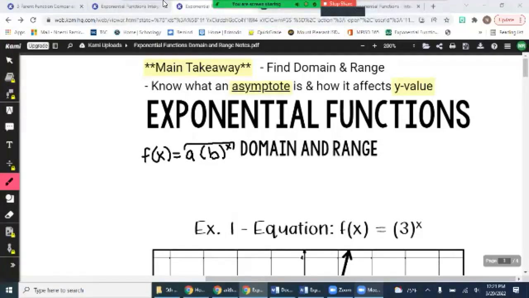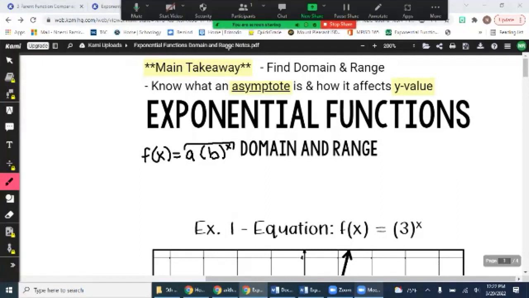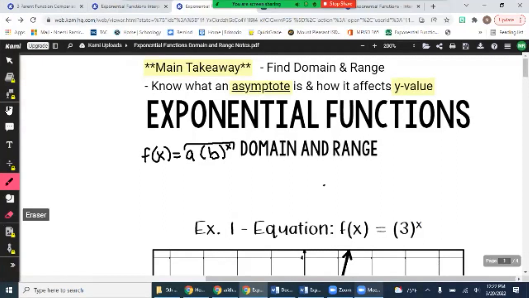Okay, so the main takeaway, what I want you to know, is how to find the domain and range of exponential functions, which is something that we have already been working on. And then a new word that we're going to learn is the asymptote. The P is silent, so the asymptote. Know what it is and know how it affects the line. It will affect specifically the Y value. So know what it is, know how it affects my graph. Okay, know what it does.